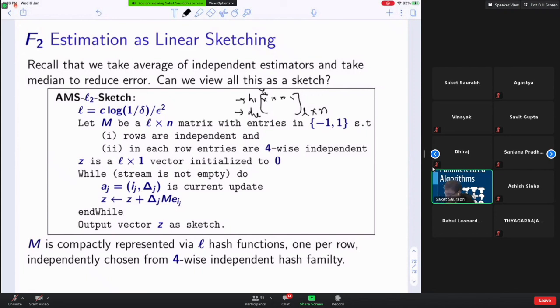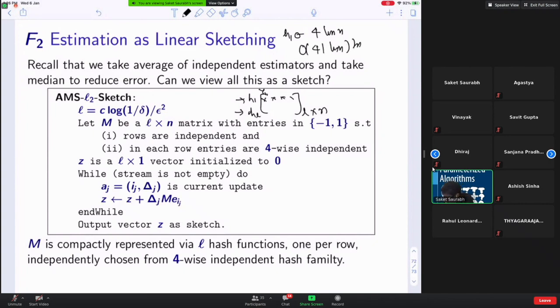a separate hash function. So now, how many bits will you store for H1? It's a 4-wise independent random variable, so 4 log n bits. So how many bits do we have? 4L log n bits.